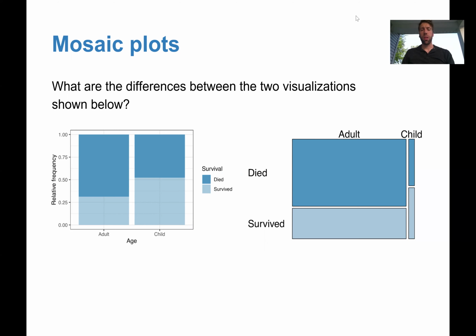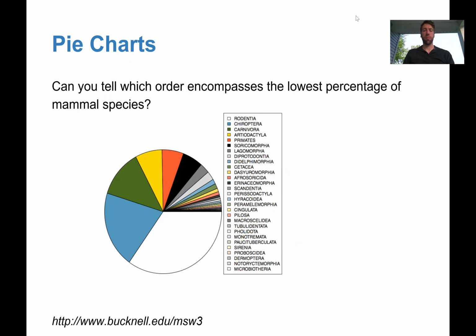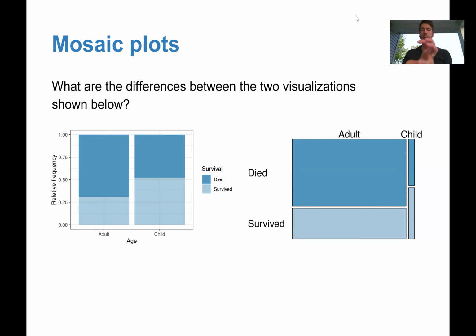Well, there's one dimension that the one on the left is not showing, and it's not showing that our sample size of children is much smaller than our sample size of adults. Okay, so that's kind of how the mosaic plot is able to give us the full information, whereas the relative frequency doesn't always do that.